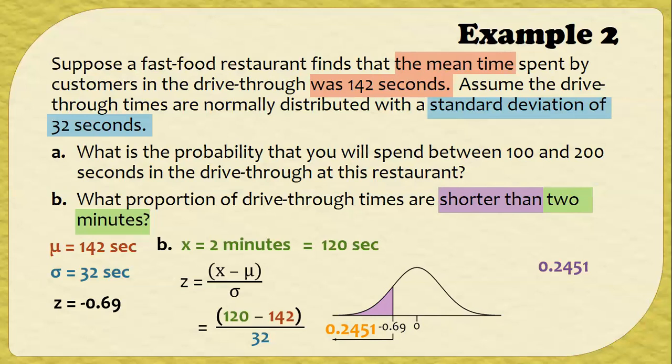So we do that one last check. In this case, it's asking us what proportion of drive-through times are shorter than 2 minutes. Because they want a proportion, that means they want the decimal answer. So our answer is going to be 0.2451. Cool. So how did we do with this last example?